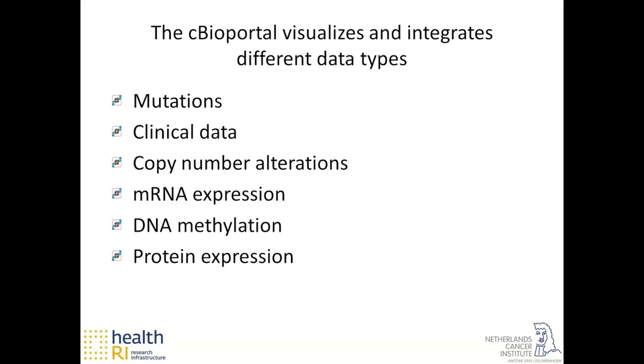Well, we have seen that the cBioPortal is an integration platform that helps researchers to view and query complex genomic data sets in a comprehensive manner. The data types that are handled by the portal are genetic mutations, clinical data, gene copy number alterations, gene expression, DNA methylation, and protein expression.